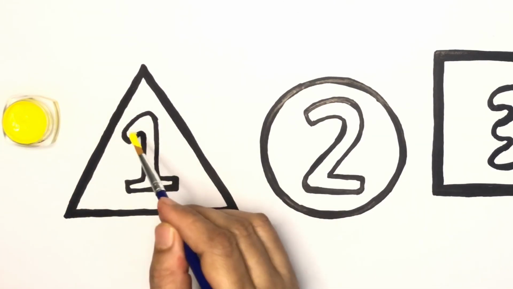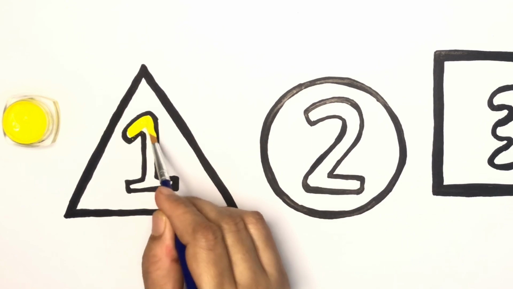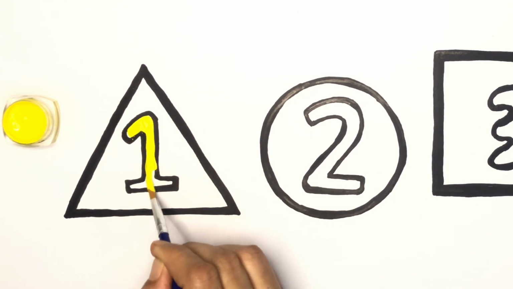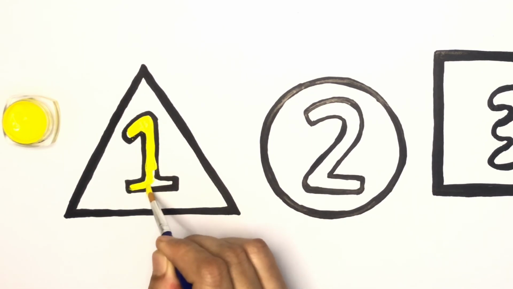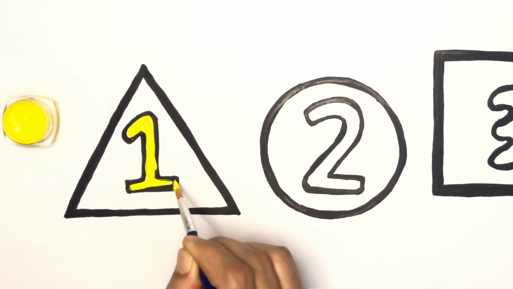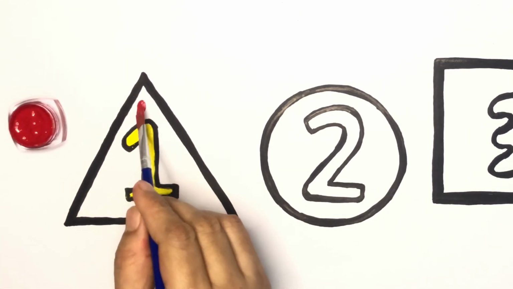Yellow. Let's paint these basic shapes with different colors. Red.